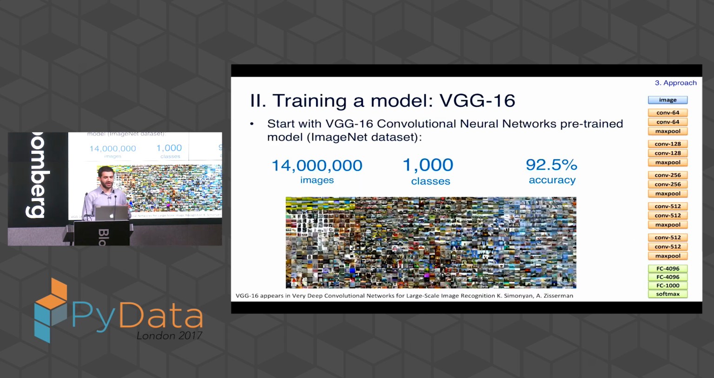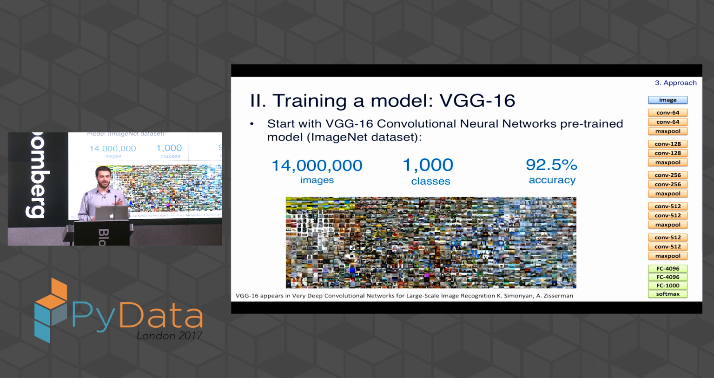And in terms of modeling, we actually started with the VGG pre-trained model. So most of you, who knows about VGG? VGG is essentially a model that's pre-trained on ImageNet. It's pre-trained on 14 million images, and the objective is basically to classify each image into one of 1,000 classes.